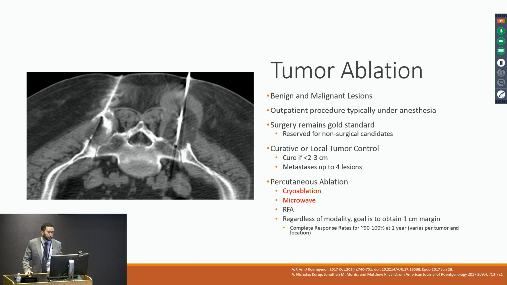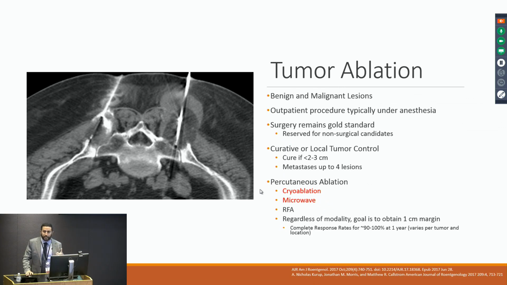The best results are usually lesions that are 2 to 3 centimeters in size, but we have done curative ablations on tumors that are 7 centimeters in size, so quite large tumors. And we have done oligometastatic disease, so if they have a small number of lesions and they're symptomatic, we can ablate those lesions and they do darn well.